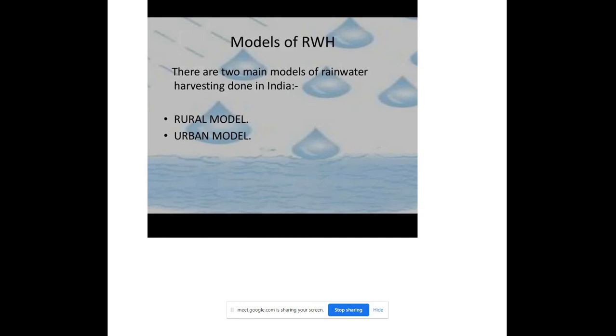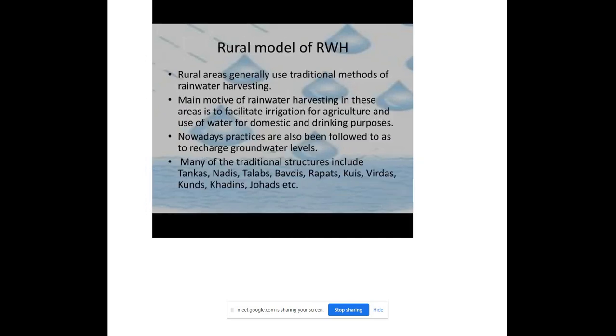Yes, but somewhere we are using it in more quantity, and somewhere there is scarcity of water. People are not getting water.